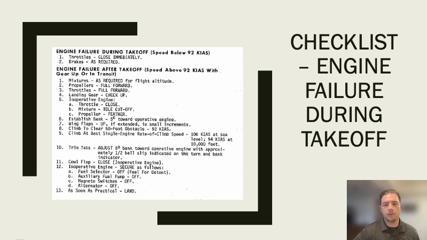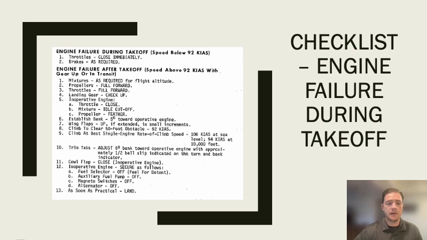Next, we can review the checklist for an engine failure during takeoff in our Cessna 310. If it happens while we're still on the runway, obviously we're just going to immediately close the throttle and brake as required. After engine failure after takeoff, we can see some of the things that we would be identifying. Mixtures as required. First, we're going to have to identify the engine that has died. For the inoperative engine, we're going to close the throttle, mixture, idle cutoff, and feather the propeller. Again, we're feathering the propeller to ensure that we're decreasing the drag that's being created by that propeller.